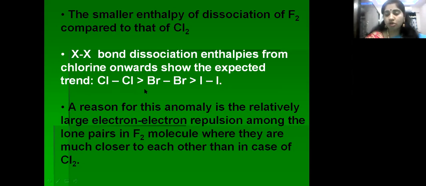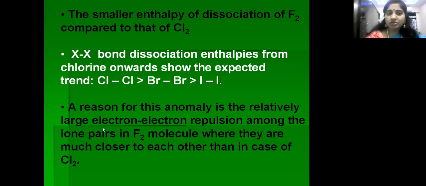So top to bottom, atomic size increases, then bond length in the molecule also increases. Because of that, as bond length increases, bond dissociation enthalpy decreases. But here, fluorine shows one more anomalous behavior. Fluorine has less bond dissociation enthalpy when compared with chlorine. Actually, fluorine should have more because its bond length is less, so bond dissociation enthalpy should be more. But fluorine has a smaller bond dissociation enthalpy when compared with chlorine.